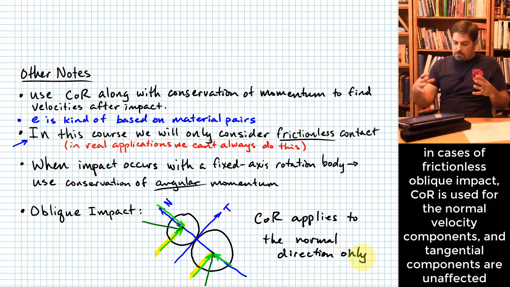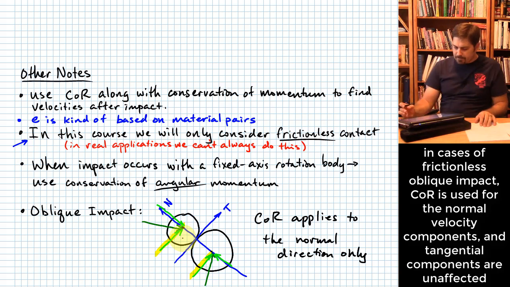Okay, so you just apply that coefficient of restitution to the normal direction, and everything else, the tangential components of velocity, remain unchanged as these bodies move through space like this. Okay, again, this applies as long as we have this frictionless case that we said we're going to limit ourselves to for now in this course.